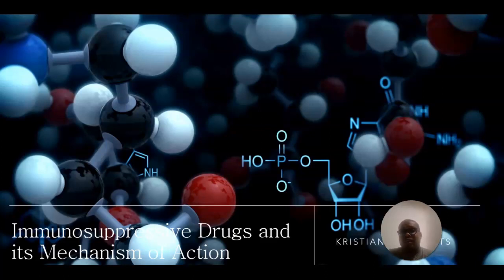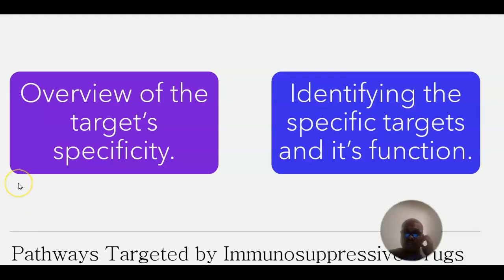non-autoimmune diseases that are inflammatory, such as asthma. Immunosuppressive drugs also suppress certain enzymes like calcineurin. For example, we are going to get into depth once there's a diagram in this presentation. So I'm about to move forward. Pathways targeted by immunosuppressive drugs. We are going to talk about the overview of the target specificity and identifying the targets and the function of it as well.